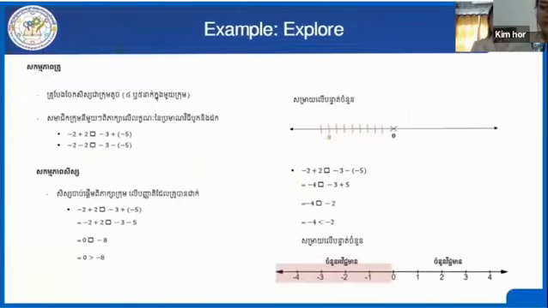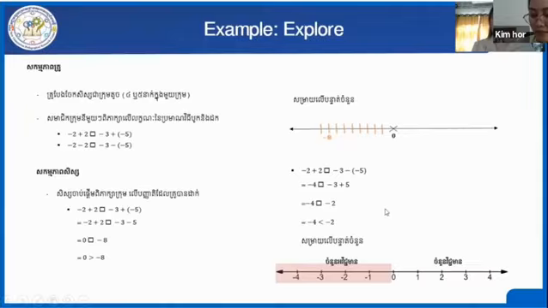And here is my explanation for my example. I give them two exercises and divide them into small groups, four or five students in each group, and then they start to group the exercises and draw them on the linear number.